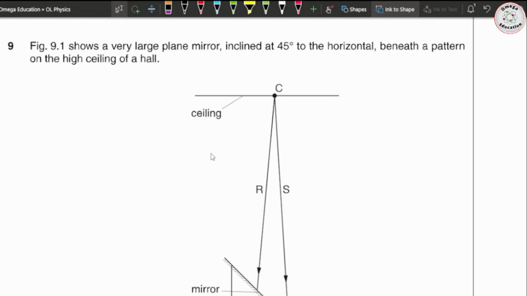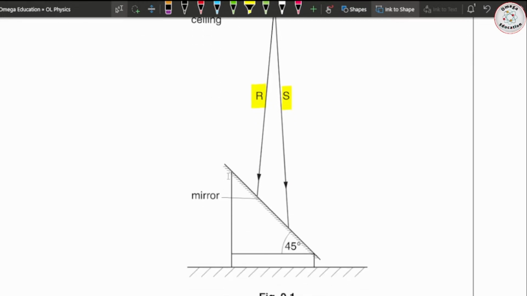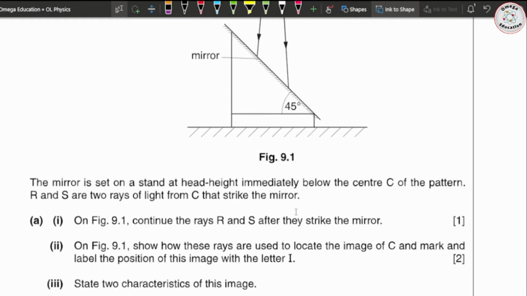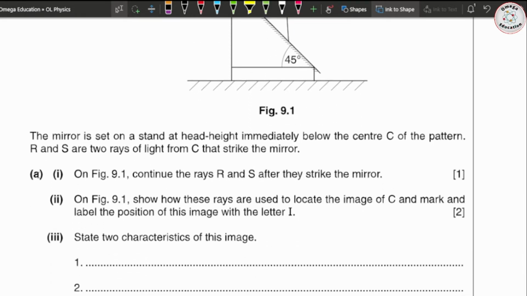Here we have the first question. It reads, figure 9.1 shows a very large plane mirror inclined at 45 degrees to the horizontal beneath a pattern on a high ceiling of a hall. And there you can see as well, we have the ray of light R and ray of light S, which is striking at the mirror, and the mirror is placed at an angle of 45 degrees with the horizontal. Alright, let's skip to the first part.